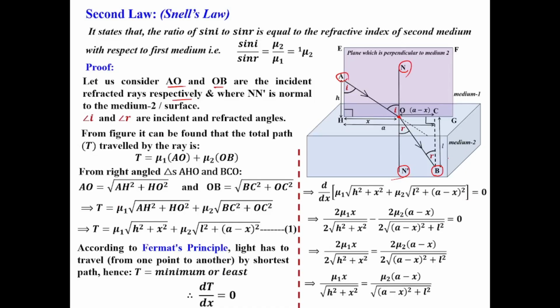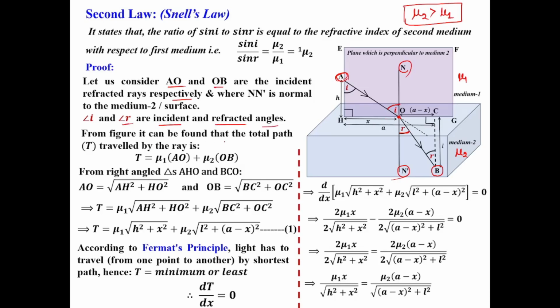Here medium 2 has the refractive index mu2, and medium 1 has the refractive index mu1, and here we consider medium 2 to be denser, that is, the refractive index of medium 2 is greater than that of mu1. Keep these things in your mind. So when this incident ray strikes this surface, it bends towards the normal with a lesser angle. This is your refracted angle, this is your incident angle. I is the incident angle and r is the refracted angle.